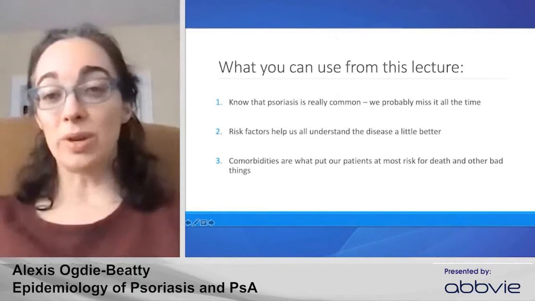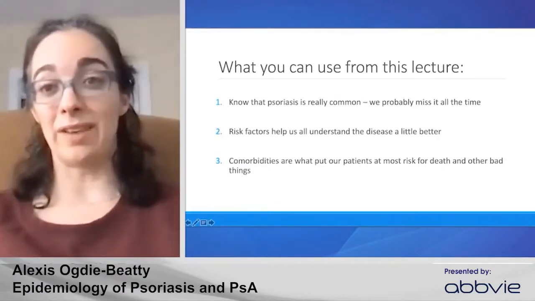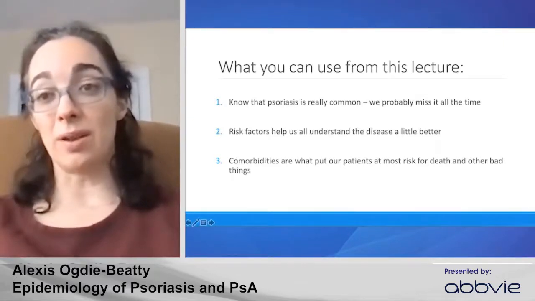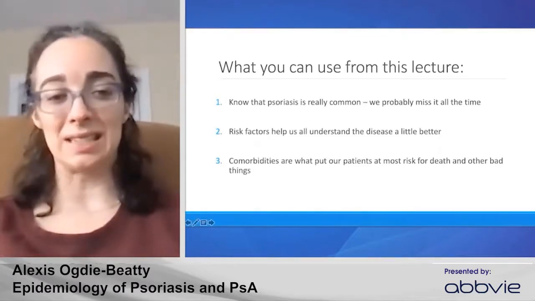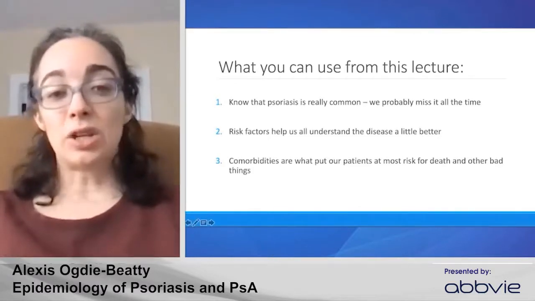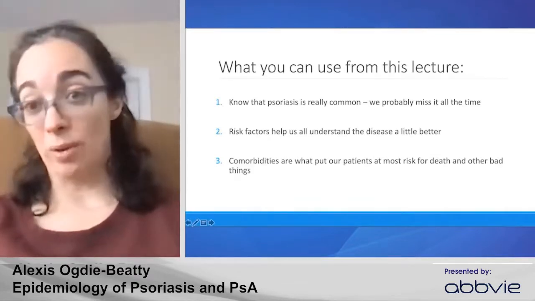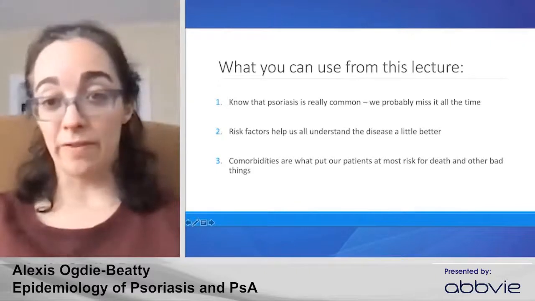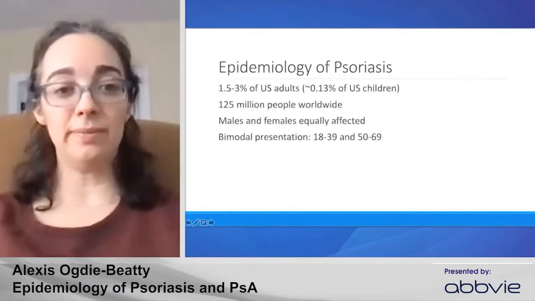Number two, there are risk factors for psoriatic arthritis. These may be modifiable in the future. There's a lot of future work going on there. For now, it's helpful just to understand what they are, and patients tend to feel better when they understand what may lead to the disease. And then next, comorbidities are what put our patients at most risk for death and other bad outcomes, such as myocardial infarction, decreased function, and also diminished health-related quality of life.